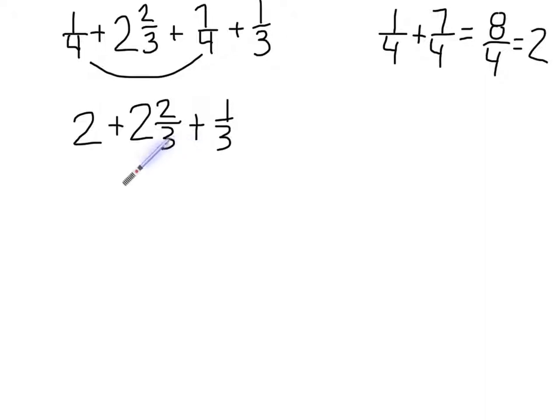And look at this, how convenient that is. I have 2/3 and then 1/3, and of course they make a whole. So 2 2/3 plus 1/3 is going to be 3. So I end up with 2 plus 3 from that big mess above, which of course is 5. And that's the answer to that problem.